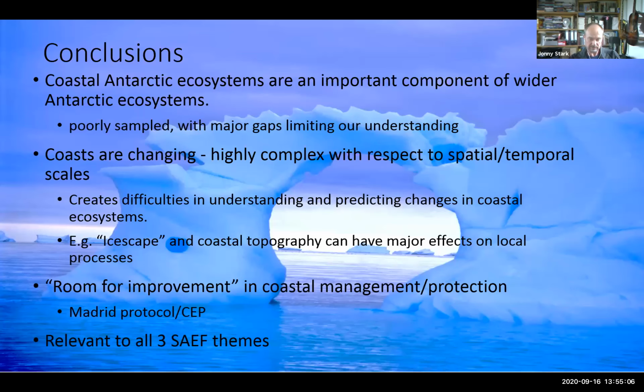So Antarctic coastal ecosystems are an important component of the wider Antarctic ecosystem. Generally poorly sampled and not well understood. And the coast is going to change. It's changing now. And this change is complex with respect to spatial and temporal scales. And this creates a lot of complexity and difficulties with predicting future changes. People are concentrated on the coast, and I think our environmental management and protection of the coast can be improved. And this work, I think coastal work really feeds well into all of the 3 SAFE themes.